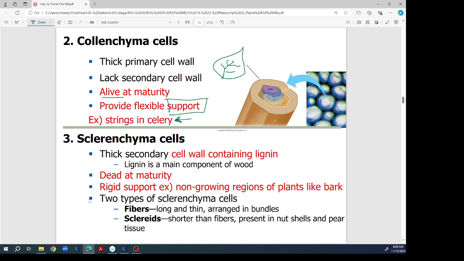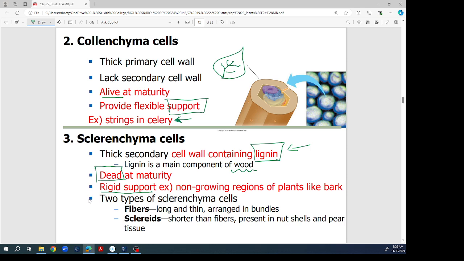The last ones would be sclerenchyma cells. Those words are really hard to say. I practiced them ahead of time. And these ones are different because they're dead at maturity. So these are really the woody cells. They are really about the rigid support. And so lignin is a protein. It is important for that woodiness of plants or trees that we think of.